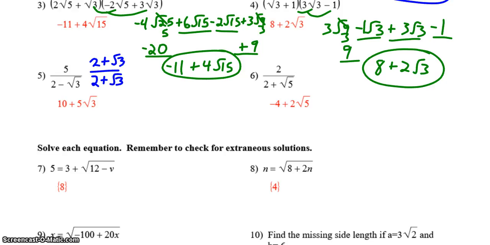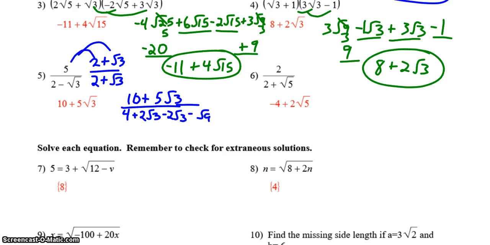So on top and bottom, I'm going to do my distributing. On top, 5 times 2 plus root 3 becomes 10 plus 5 root 3. On your denominator, you're going to distribute the 2 and negative root 3 to both terms. 2 times 2 is 4. 2 times root 3 is 2 root 3. Negative root 3 times 2 is negative 2 root 3. And negative root 3 times root 3 is negative root 9.